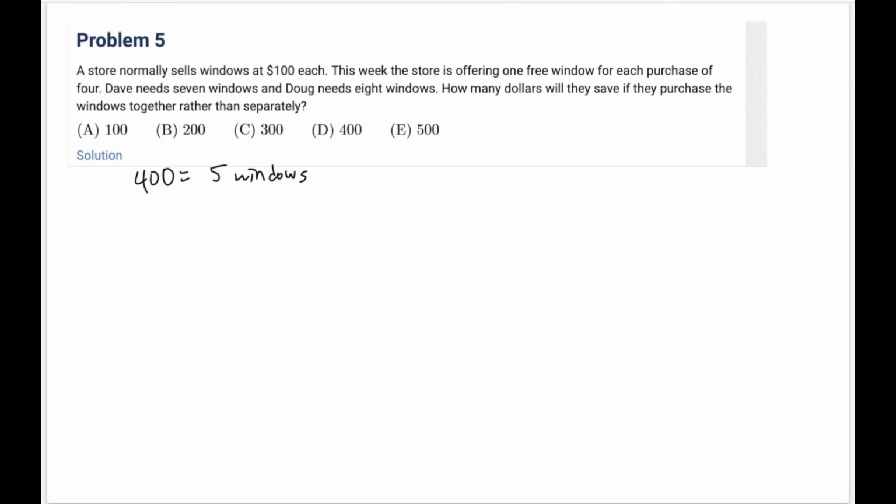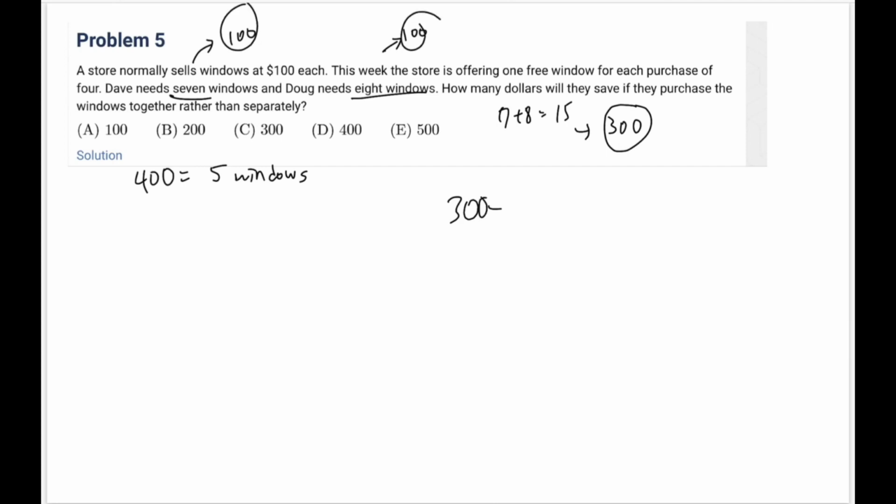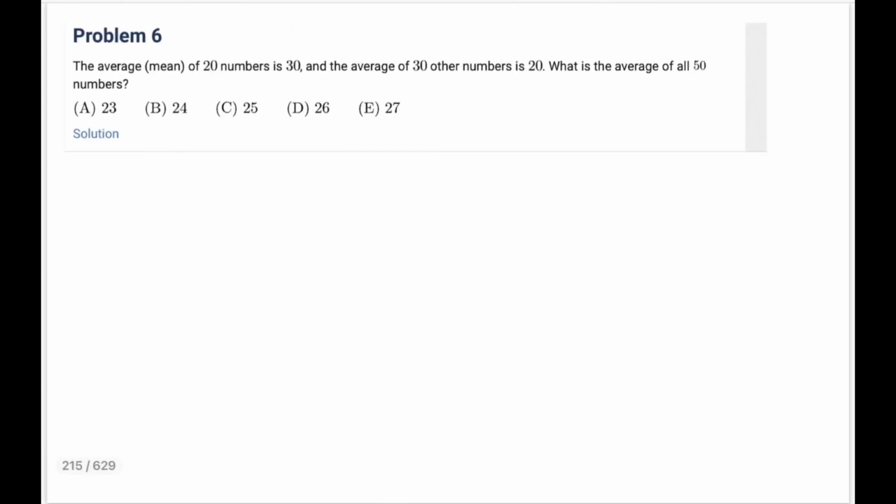Right, but then Dave needs 7 windows and Doug needs 8 windows. If it's 7, then Dave would be saving $100, and if Doug is getting 8 windows he's saving $100. But if it's 7 plus 8, this is 15, so they will save $300, right? So they will save 300 minus 100 and 100, so minus 200, so the answer is 100. They will save $100. The answer is A.